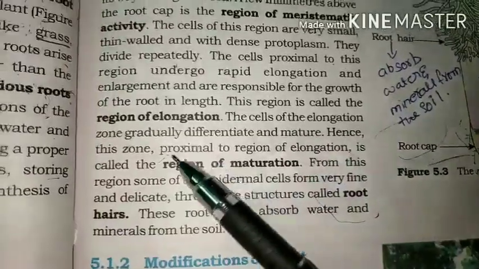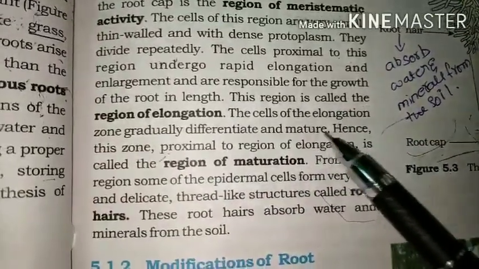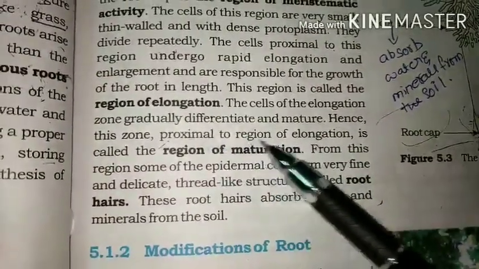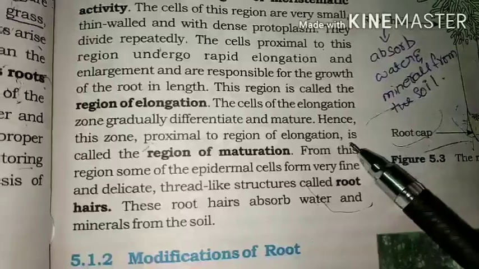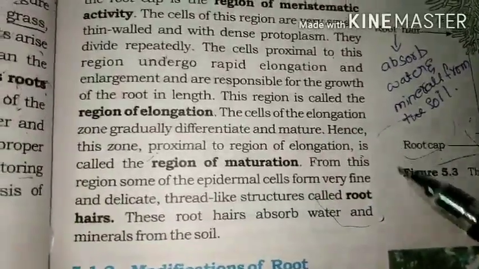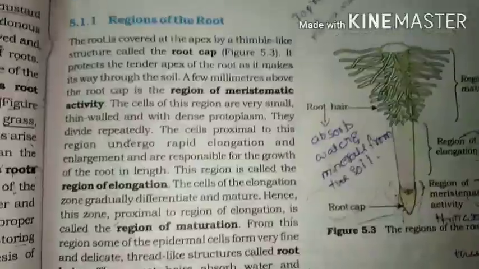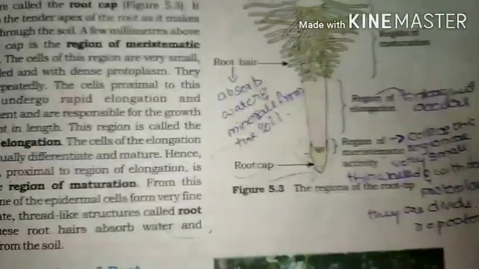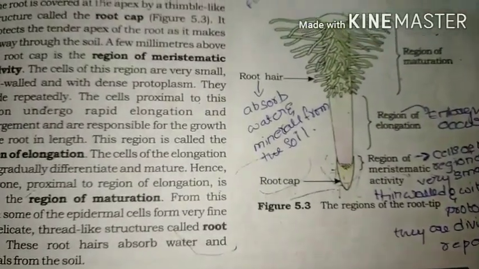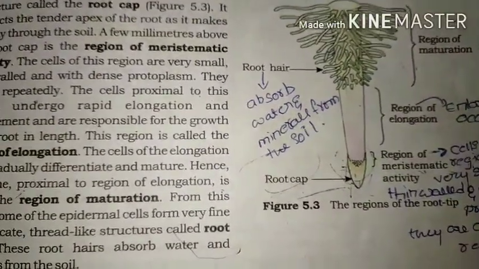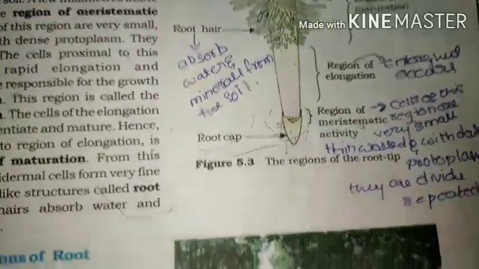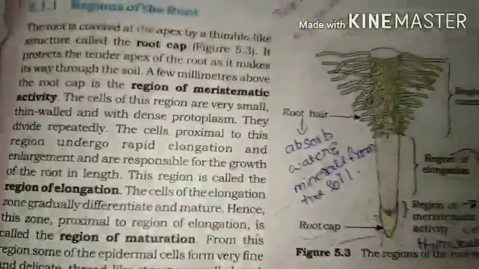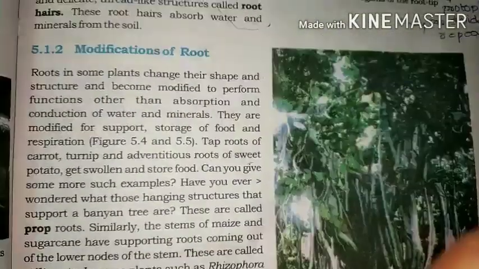So have a look here. The cells of the elongation zone gradually differentiate and mature, hence this zone is proximal to the region of elongation. This is called the region of maturation. So guys, here you need to know what is proximal and what is apex. If they ask what is the proximal part of the root, you have to say the region of maturation, because it is the proximal part and the other is the apex part.